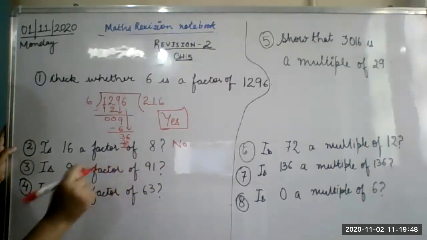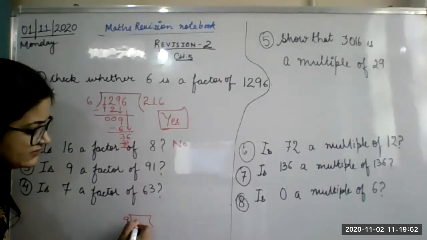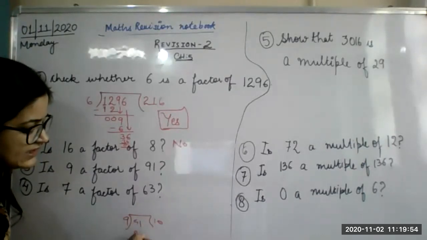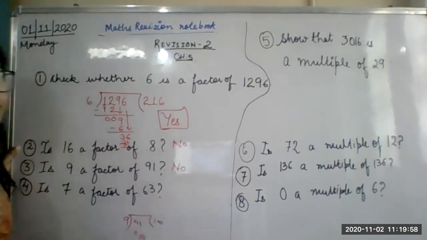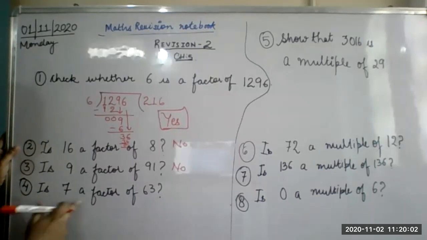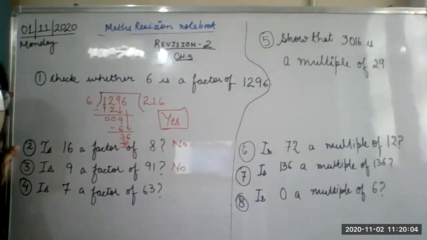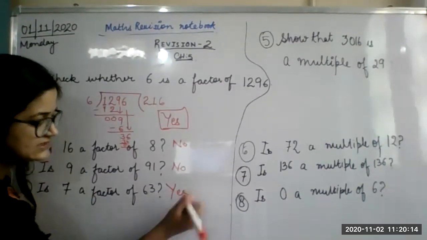Is 9 a factor of 91? To check again, we will divide 91 by 9. 9 tens is 90. So 1 is the remainder. That means no. Okay. Now, is 7 a factor of 63? If you recite the table of 7, 7 ones are 7, 7 twos are 14, 7 nines are 63 is coming. That means yes, it is a factor.